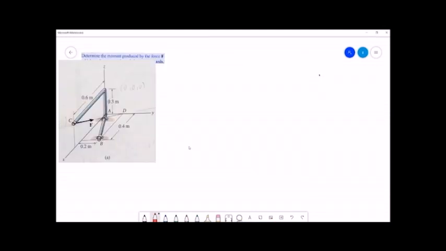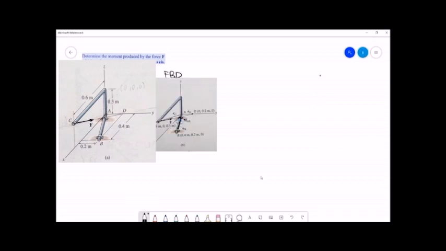Consider this first example. Determine the moment produced by the force F, which tends to rotate the rod about the AB axis. First, we need to draw the free body diagram. Once you draw the free body diagram, then you can interpret the formula based on the free body diagram.